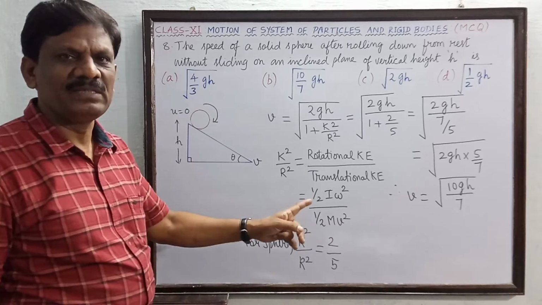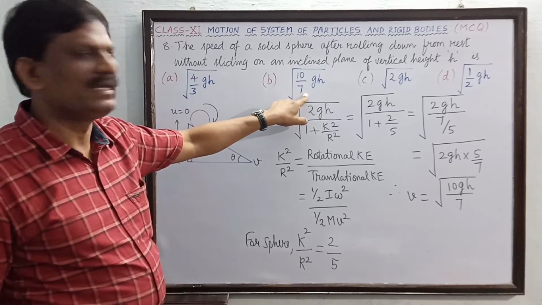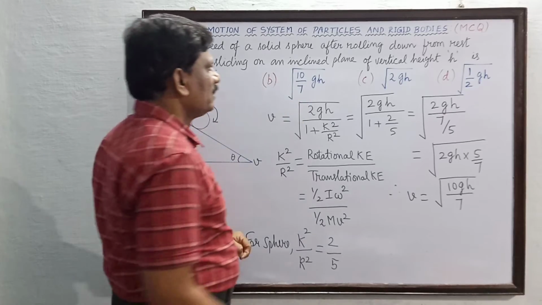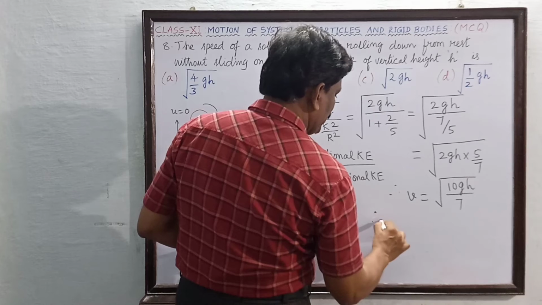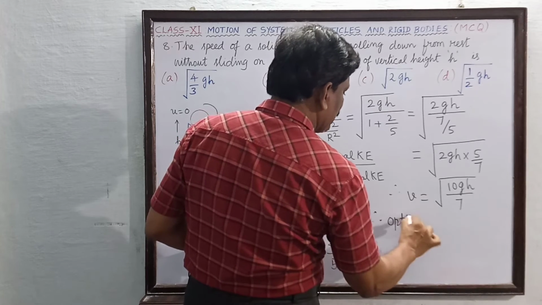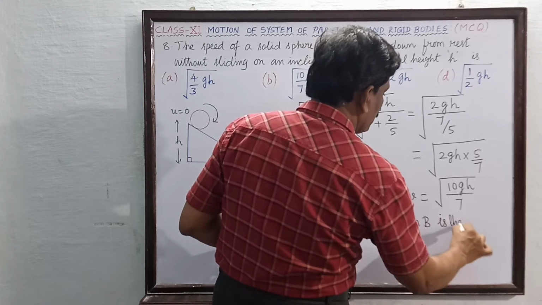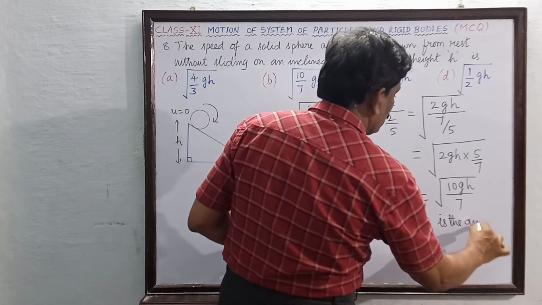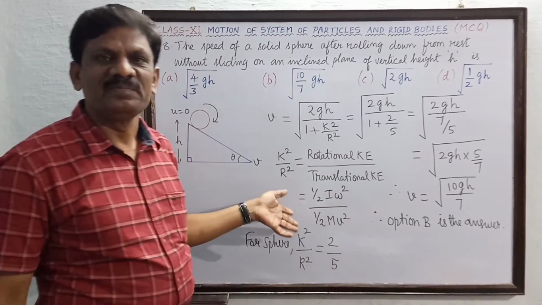Okay? See how easy it is? So which option is correct for us? Option B is the right answer. Okay? So therefore option B is the correct answer. Have you all understood? Fine.